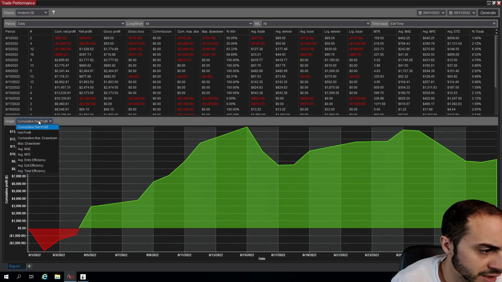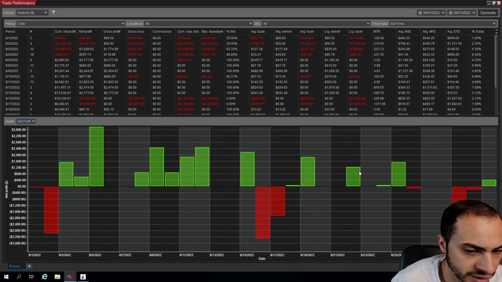Let's take a look at the net profit for the days. So we had, what, about 7 losing days? 1, 2, 3, 4, 5, 6, 7. Yep. With the largest being over $3,000, which is pretty hard to stomach, but yeah, overall pretty solid month.